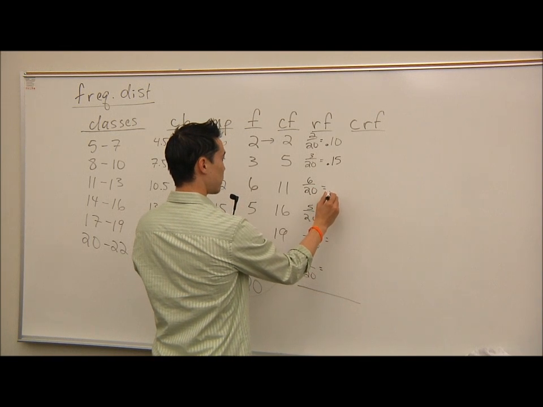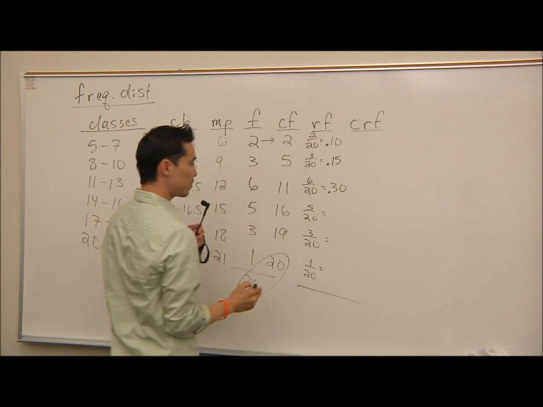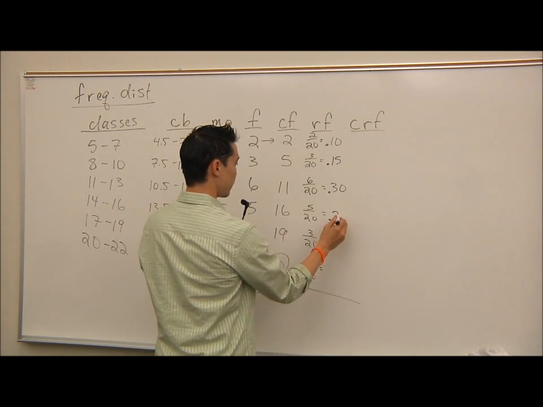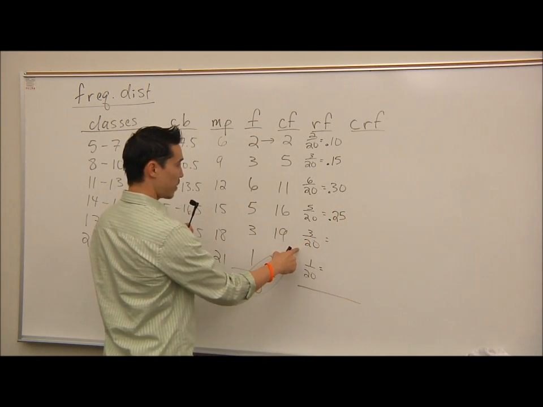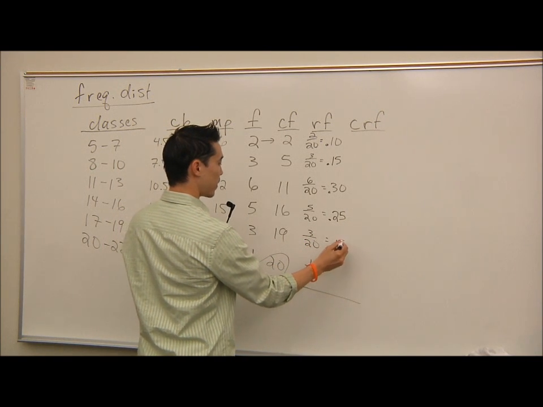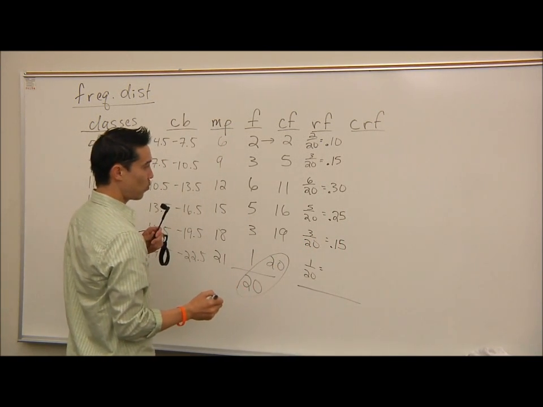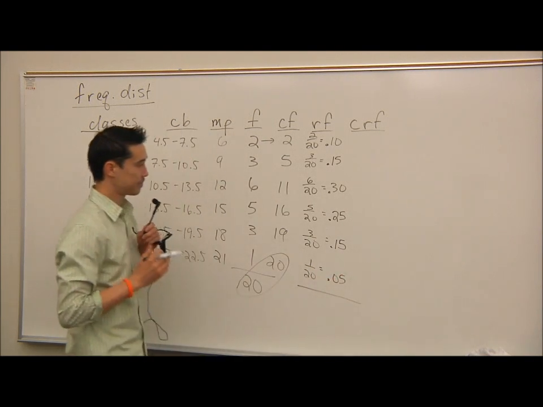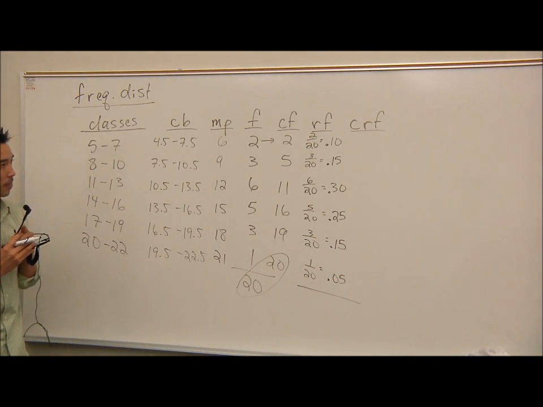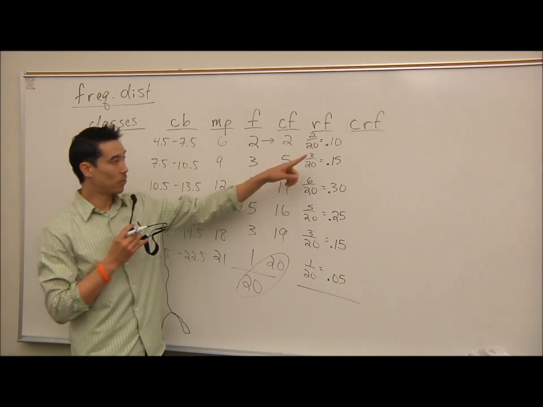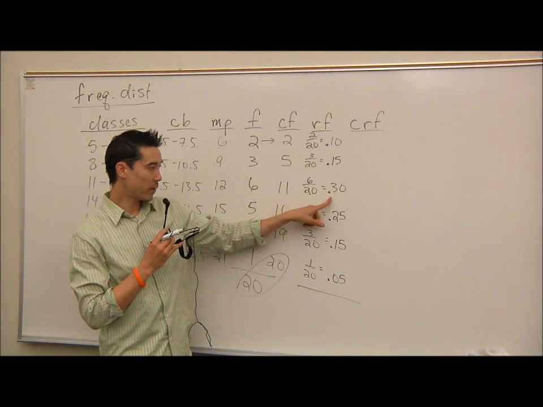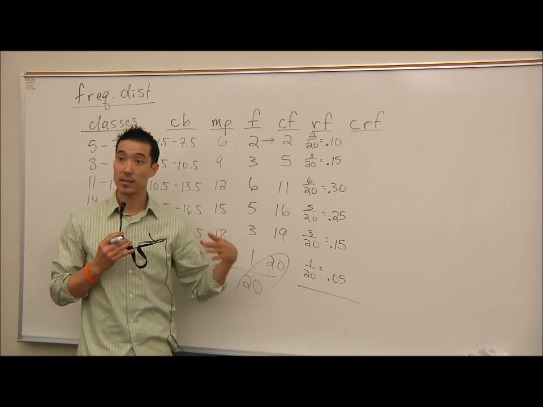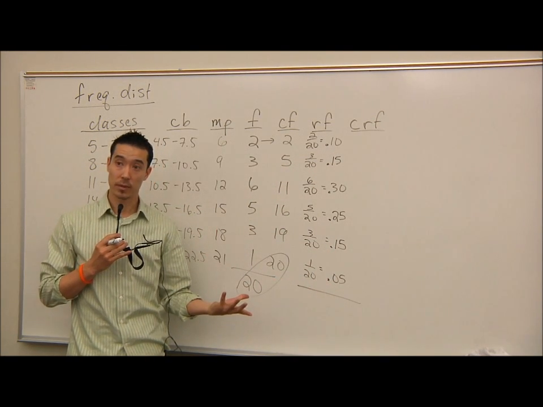So 6 out of 20 comes out to 0.30. 5 out of 20 is what, 0.25? 3 out of 20, we've already seen that, that's 0.15 again. And 1 out of 20 is 0.05. Okay? So 0.10, 0.15, 0.30, 0.25, 0.15, and 0.05. That's the proportion, or decimal, okay?